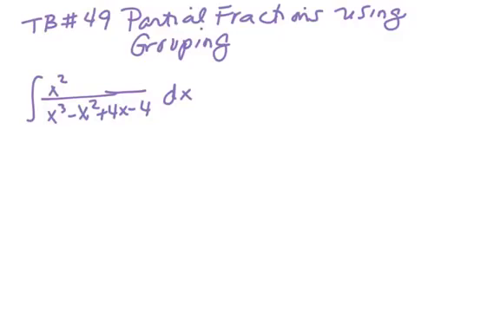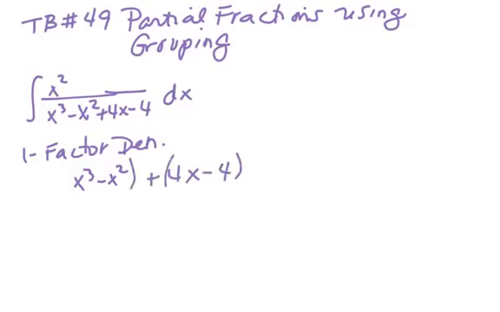So this partial fraction decomposition is a little bit different because you have to factor the denominator by grouping. So looking at the denominator, and you may or may not recall the factoring technique of grouping, but if you group these two things together, what you can do is factor out an x squared on the left-hand side, and you get x minus 1. And if you factor out a 4 from this right grouping, you get x minus 1.